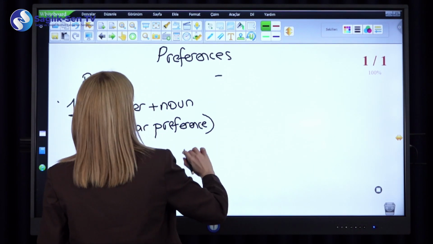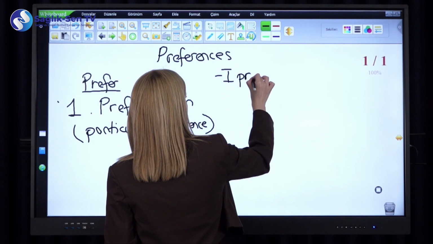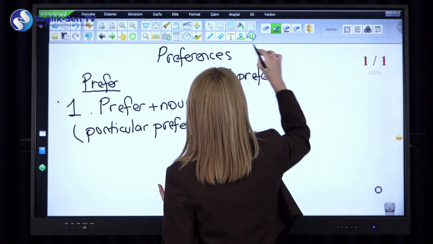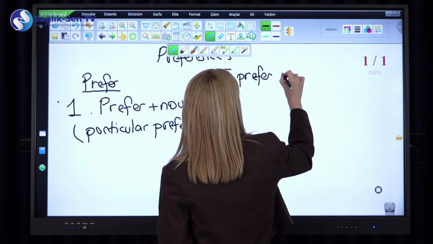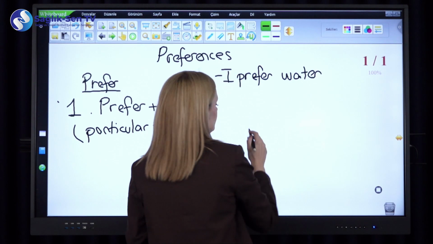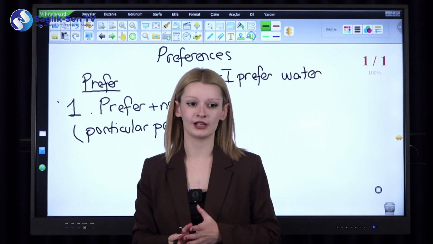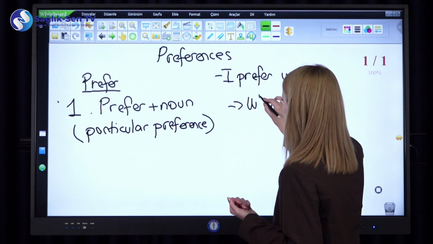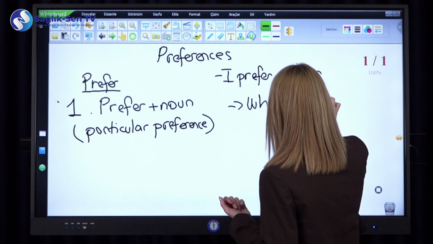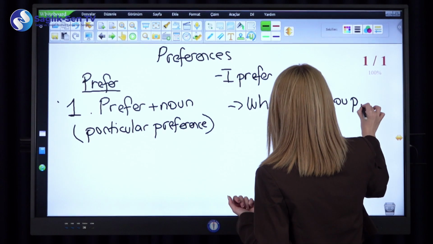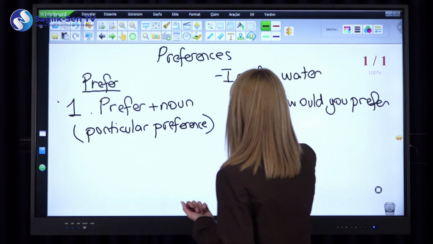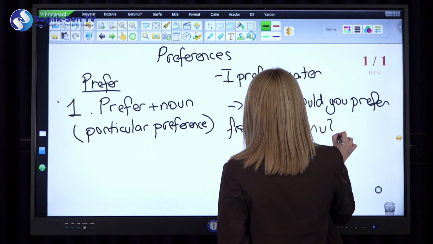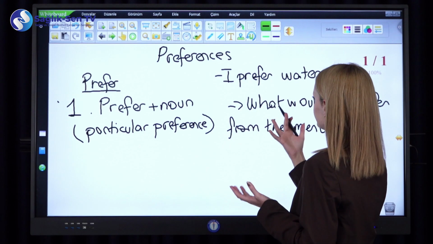For example, I prefer tea. I prefer water. The waiter may ask you, or waitress, what would you prefer? As a question at restaurants. What would you prefer from the menu? And you can answer with, I prefer water.